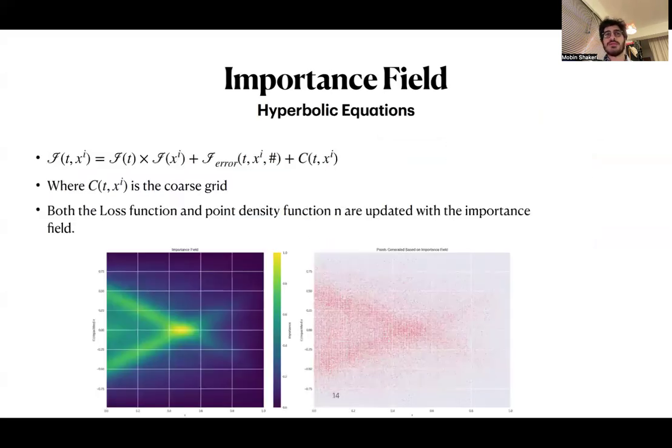So in general, we can define our importance field like this. The temporal part times the spatial part plus the error field plus some constant diluted field C. And this C can be seen as a background coarse grid.